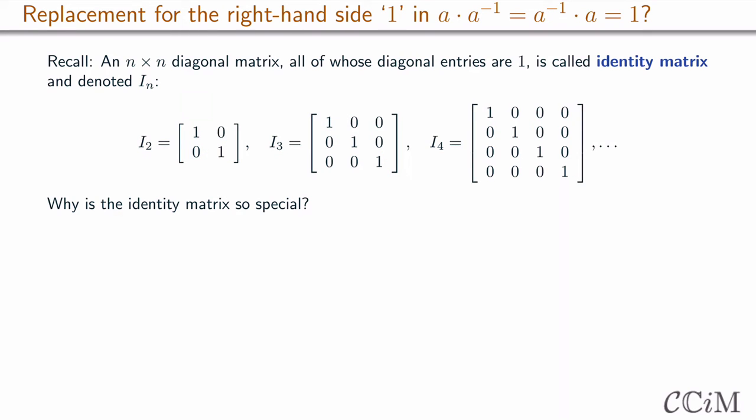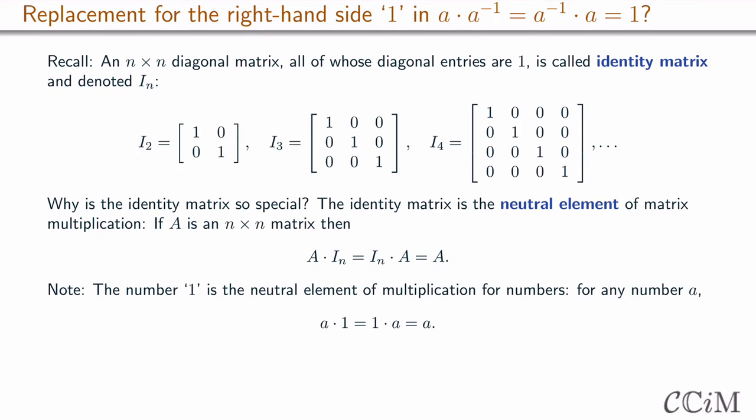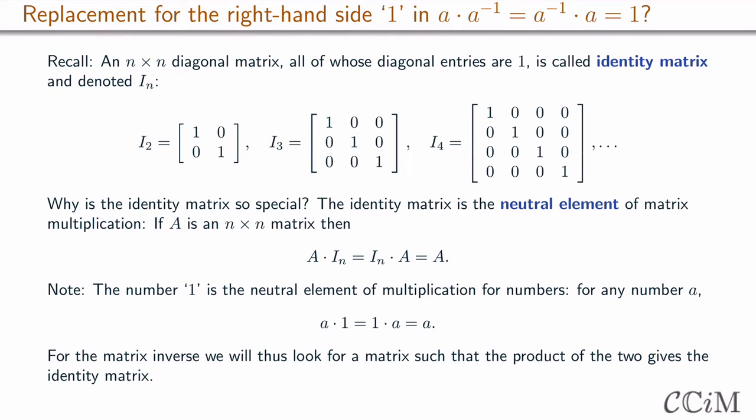Why is the identity matrix so special? It turns out the identity matrix is the neutral element of matrix multiplication. This means if A is an n by n matrix, then I can multiply A by this identity matrix, either from the left or from the right, and I retain A after this multiplication. So in some sense, the identity matrix acts like the number 1 acts in multiplication of regular numbers, because any number multiplied by 1 is also equal to the number that we began with. So therefore, for the matrix inverse, we need to find a matrix such that the product of the matrix and the inverse equals the identity matrix.